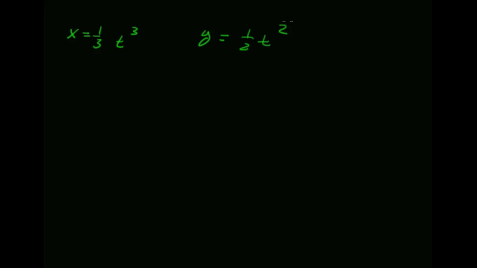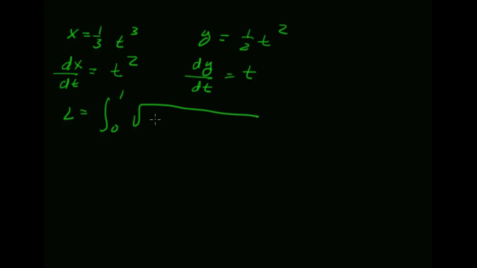One that's not likely to be on the BC exam, but we know how to do it. We take the derivative of x with respect to t, that's t squared. Take the derivative of y with respect to t, that's t. The length should be the integral from 0 to 1, square root, t squared squared is going to be t to the 4th, plus t squared is going to be t squared, dt, and that's letter C. So some of these that won't be on it are actually kind of quick and easy, but that's what we got.